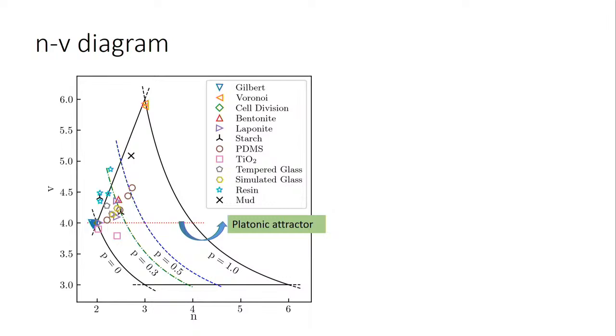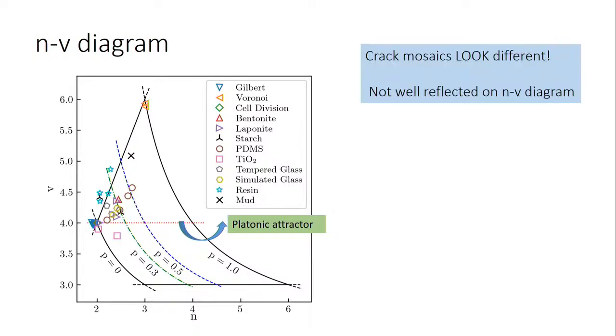And at this time, there was also a work by Domokos and his group, and he called this plane a platonic attractor, saying that most of the geological cracks also had an NV value here. But we were not happy because the cracks look different, right? When we looked at the cracks, they do look different, but we couldn't differentiate them from this. So they're not well reflected here. So we thought that it is not enough, and mere topological description is inadequate.